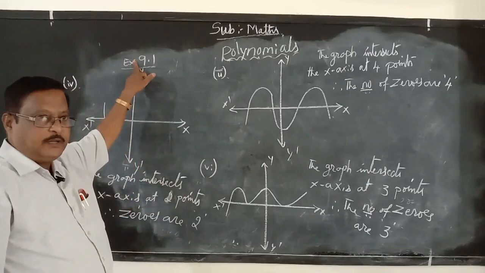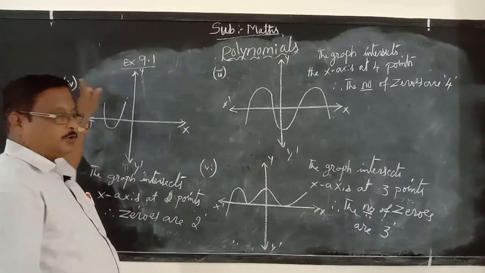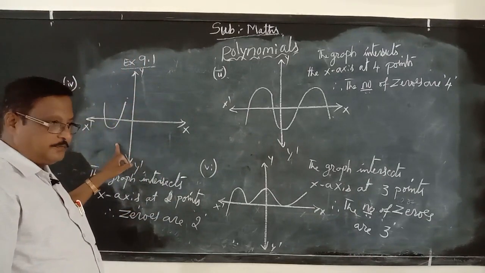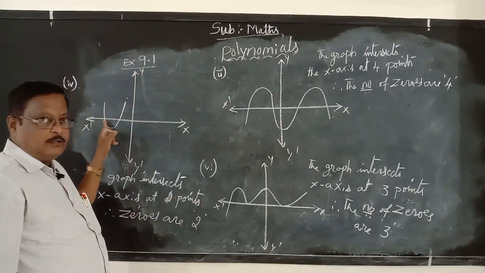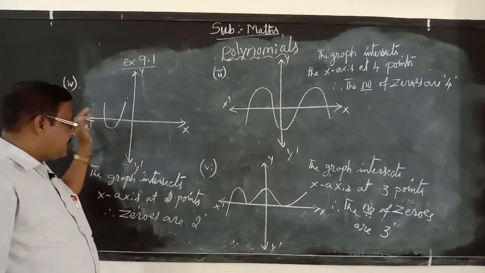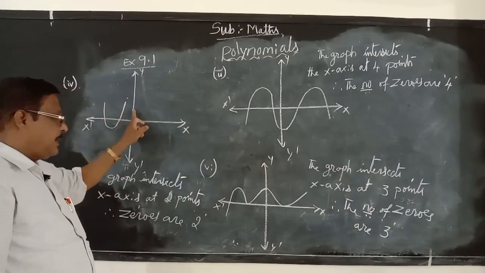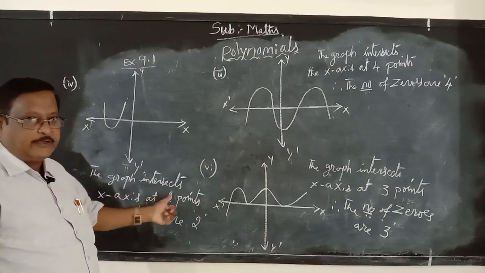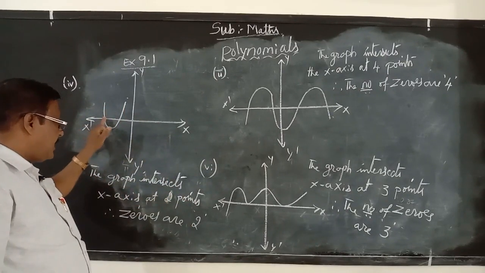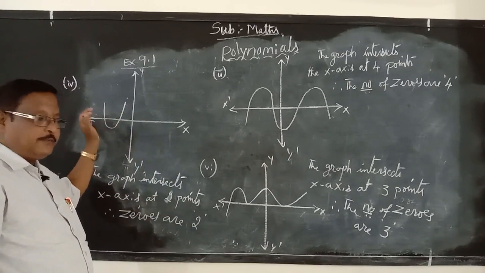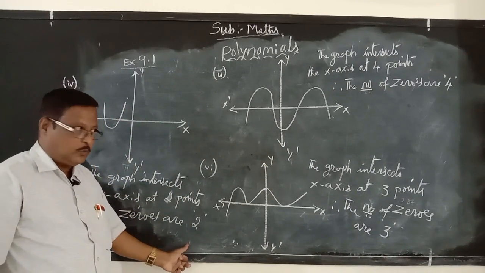Next, in exercise 9.1, the fourth problem. Here, this is the graph. This is the parabola. The parabola intersects the x-axis at 2 points. Here, this is the 1 point, this is the another point, 2 points. Therefore, the number of zeros is 2.